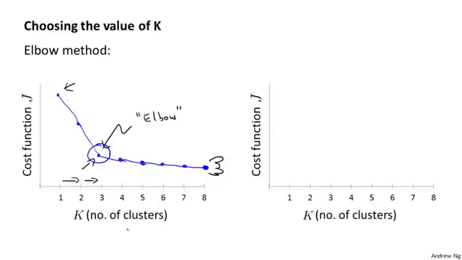If you apply the elbow method, and if you get a plot that actually looks like this, then that's pretty good, and this would be a reasonable way of choosing the number of clusters.